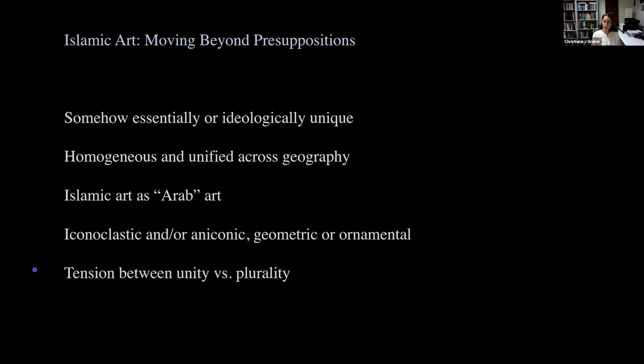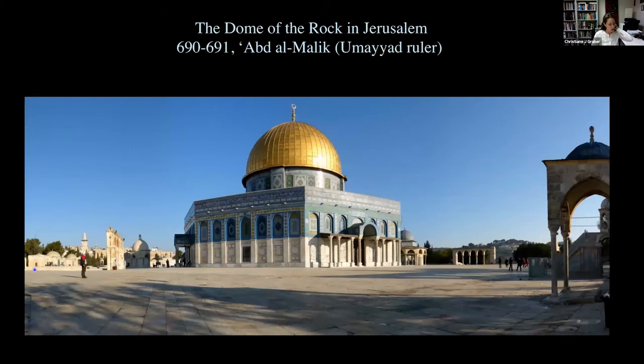Since we did talk about architecture, ornament and calligraphy as we started off, I wanted to now launch into our first module, which I think puts us right on time. And for this, we have approximately 20 minutes.